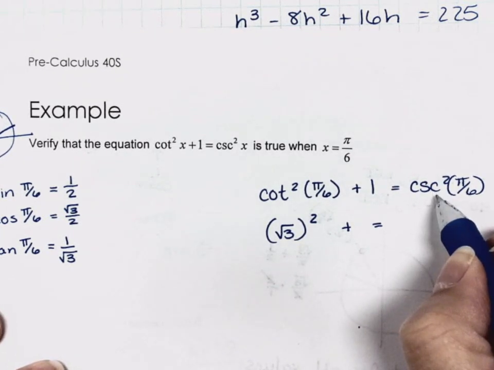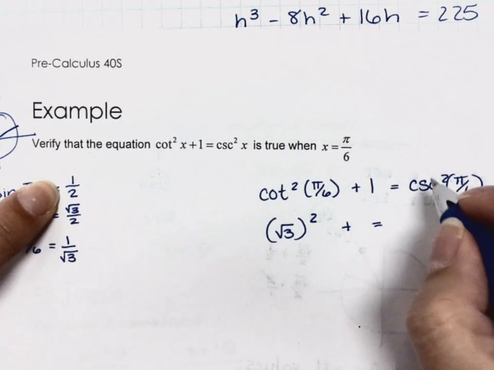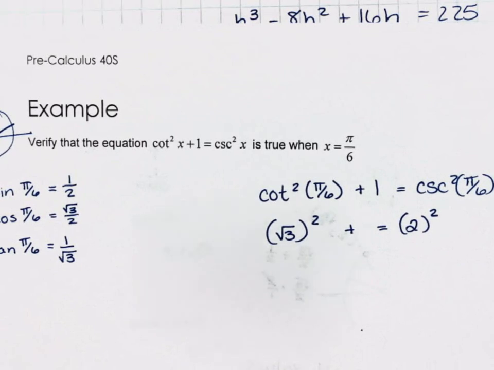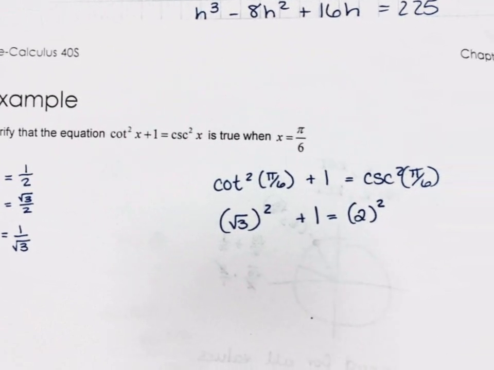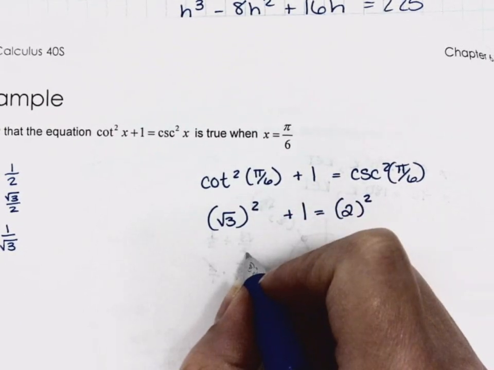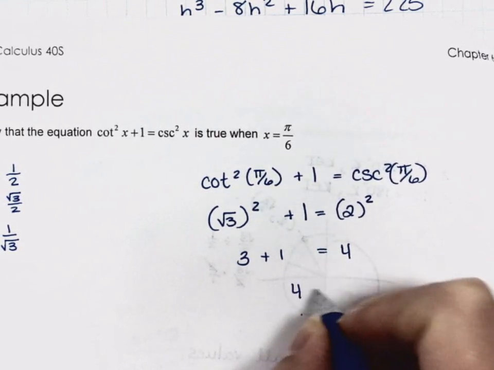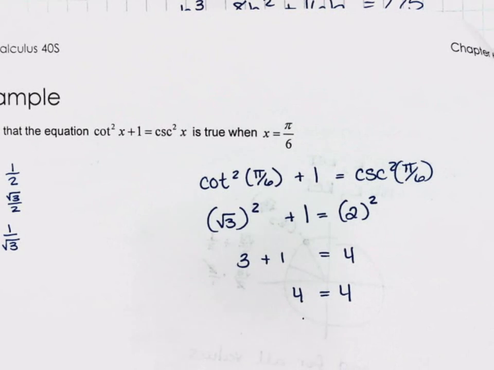Cosecant is the reciprocal function of sine. Sine is 1/2, so that's going to be 2, and that's going to be squared. I forgot my 1. I put the plus sign, but forgot to put my 1 in. So what's the square of root 3? Hopefully it's 3. 3 plus 1. 2 squared is 4. 4 equals 4. Is that true? Yeah, so we verified that it works for pi over 6. Okay, so verify is just checking that this one point works.